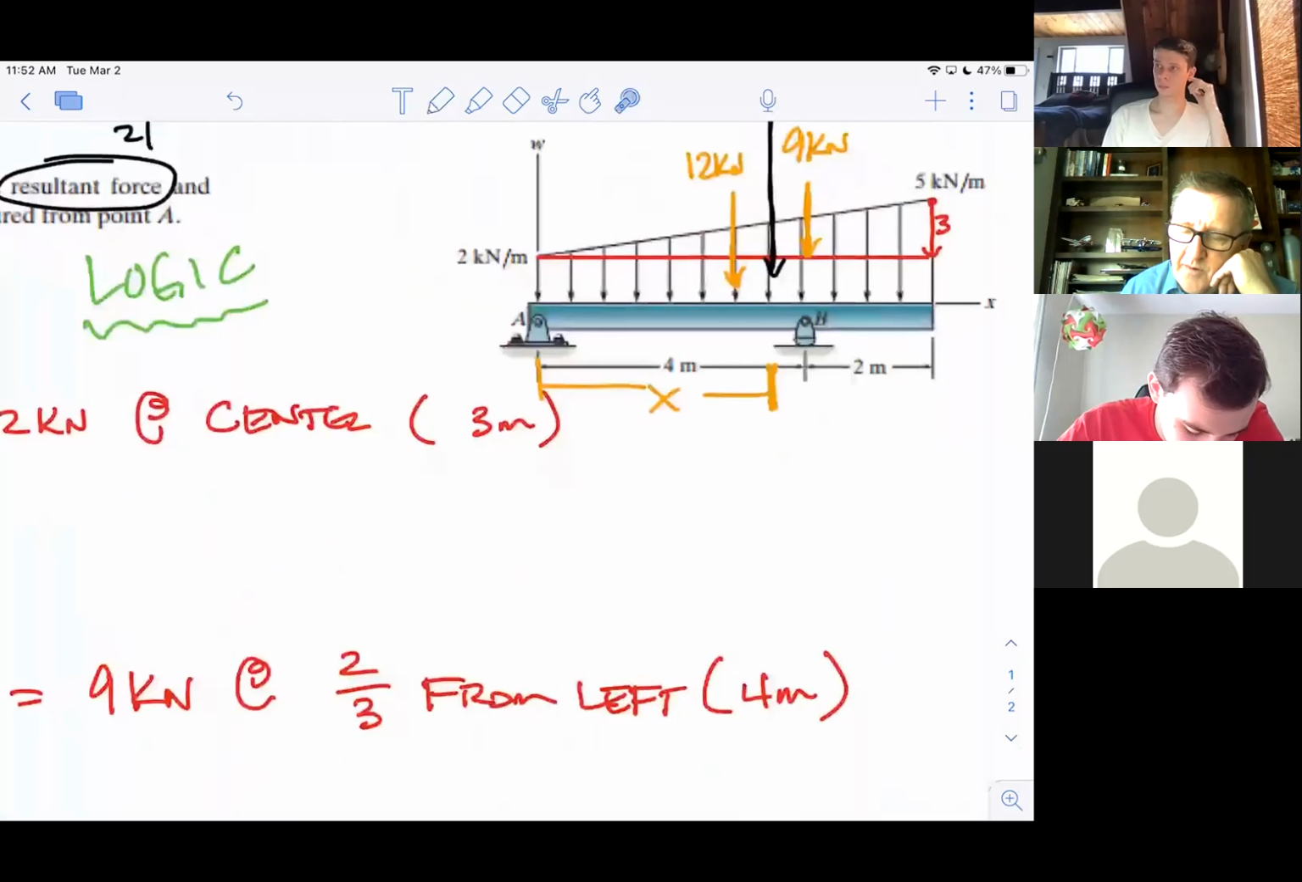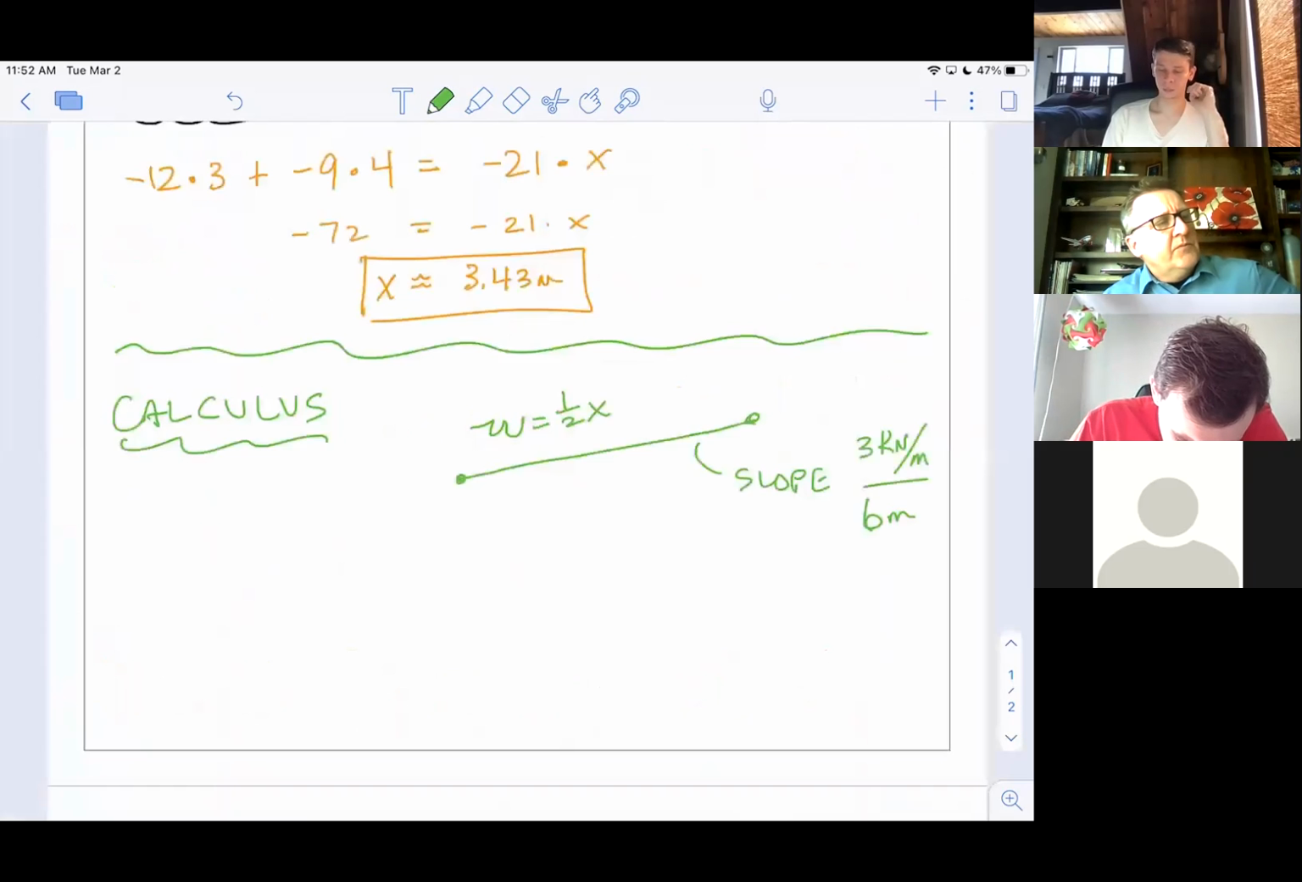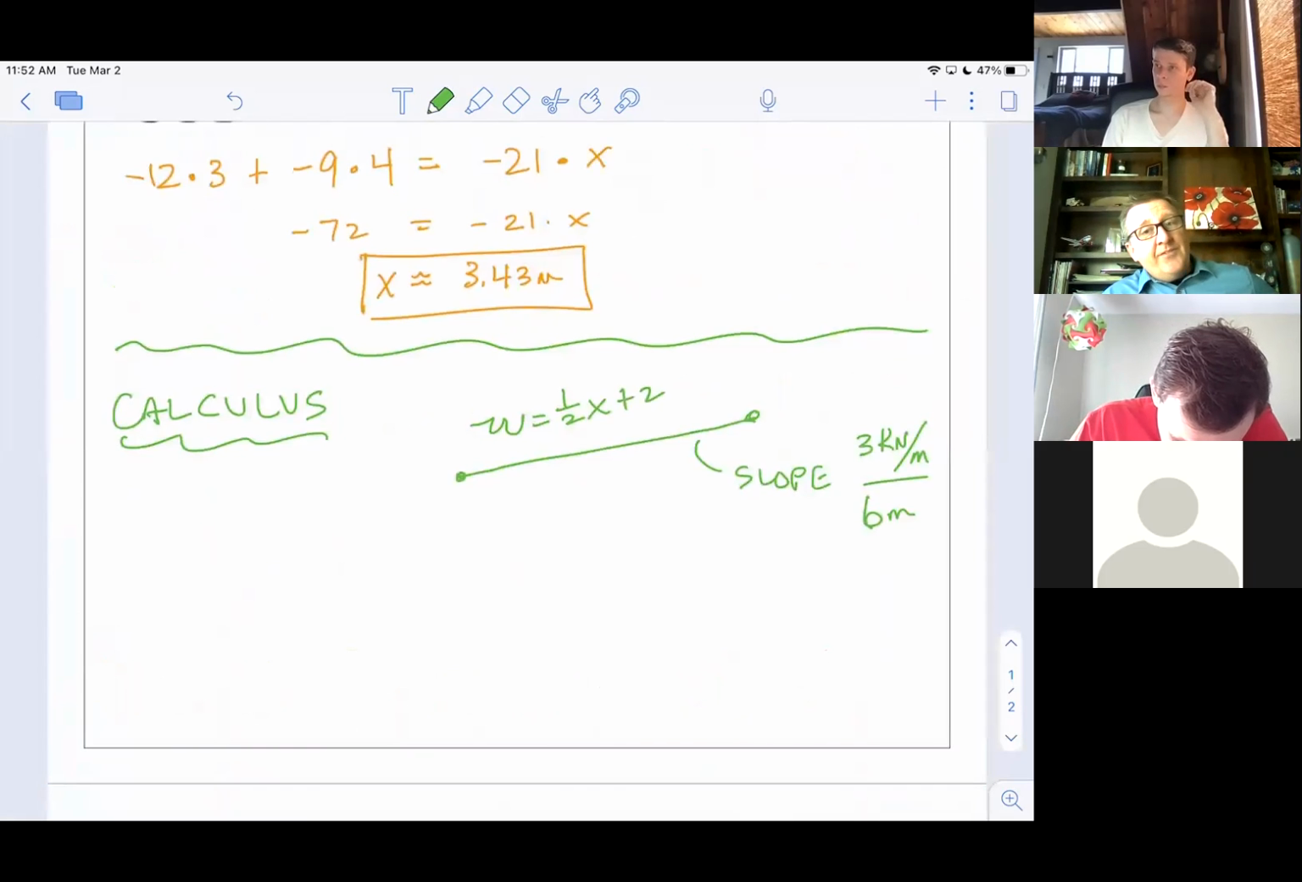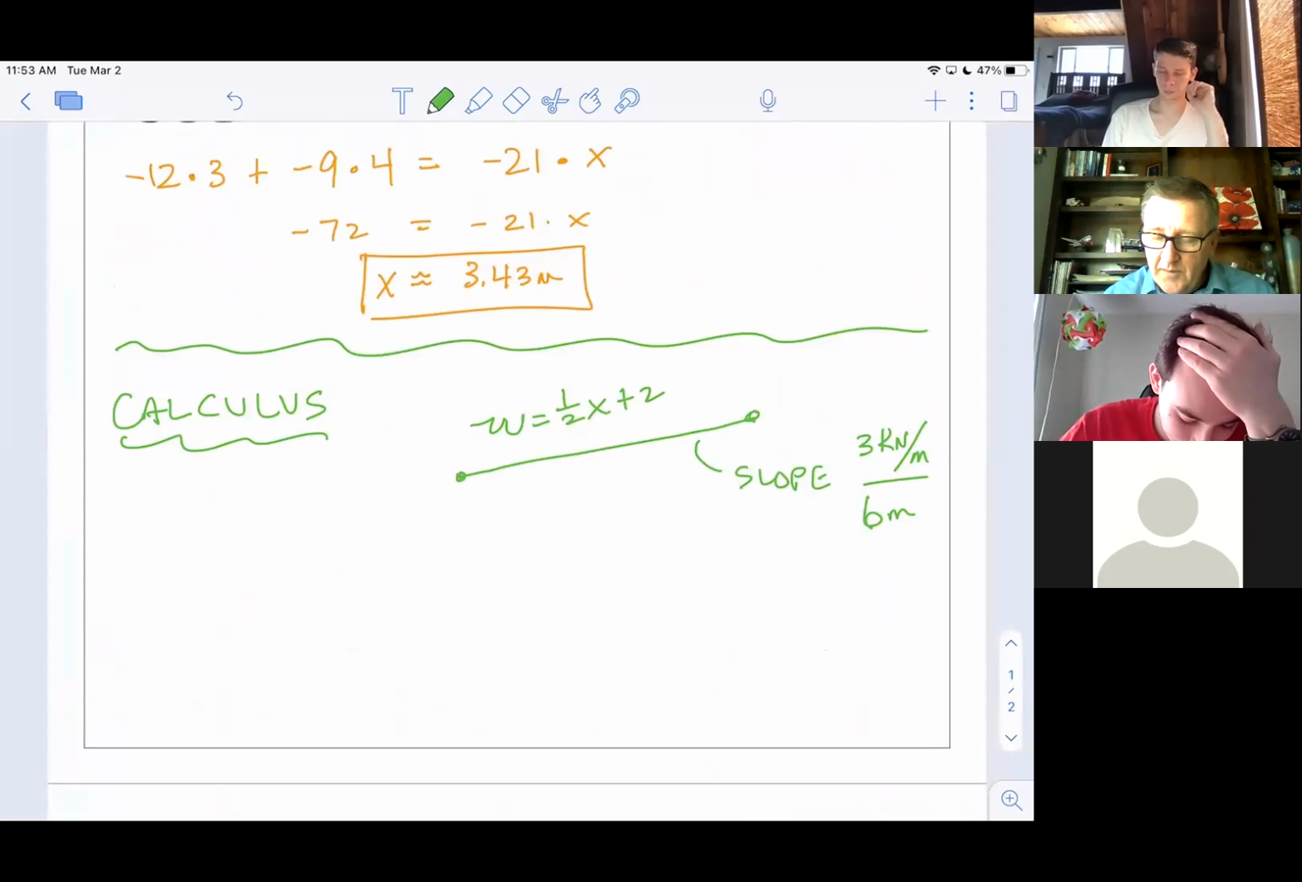In other words, I'm getting 3 right there. Well, that's because everything was raised up 2. Does that make sense? So my equation is actually 1/2 x plus 2. Sorry, it looks like my screen again is lagging behind. That's actually my equation because this is not just a triangular load, it's a trapezoidal load. Again, think about that line. It's actually starting at 2.